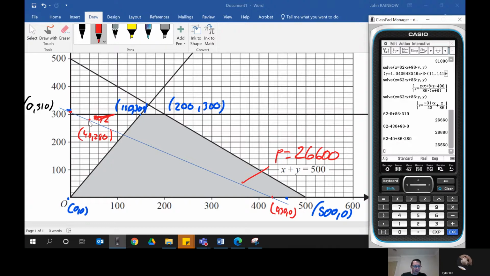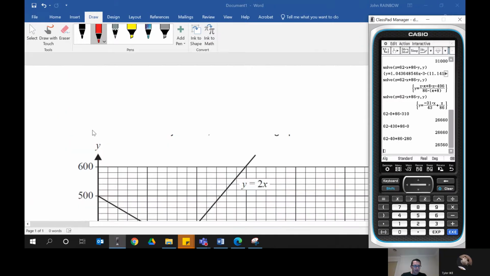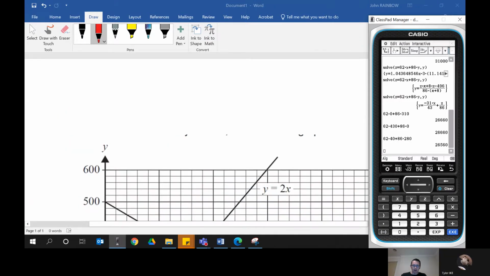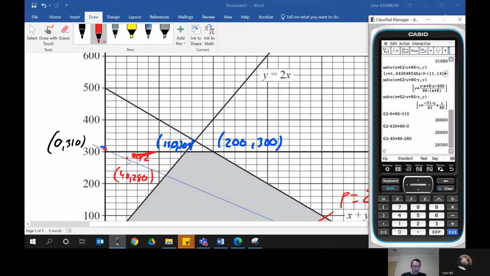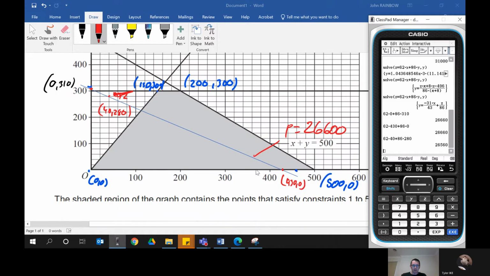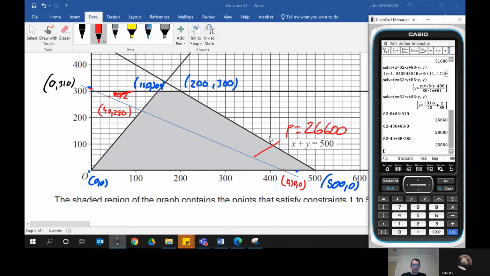So it's not far off. As you can see, it's slightly under. You know what I mean? If you look at it, it's probably about $100 slightly under. So it needs to go exactly through it to see that exact one. But what I'm trying to show you is that this line gives you the values, any combination along here will give you the profit of that. So you could even put that line on a CAS.